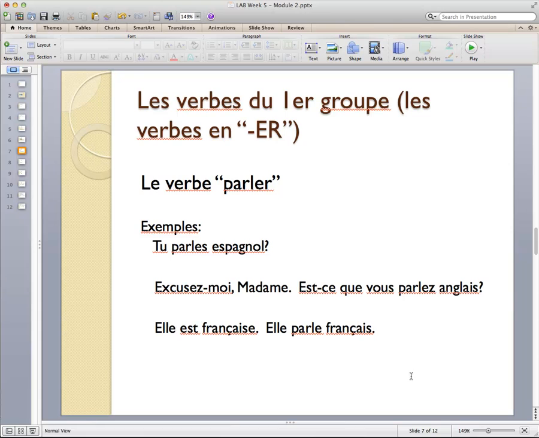Let's look at some examples. Tu parles espagnol? Do you speak Spanish? Excusez-moi, madame. Est-ce que vous parlez anglais? Excuse me, ma'am. Do you speak English? And elle est française. Elle parle français. She's French. She speaks French.